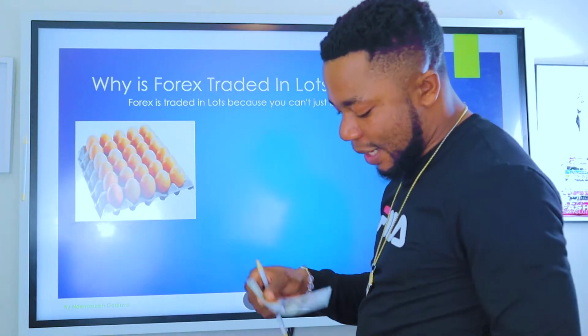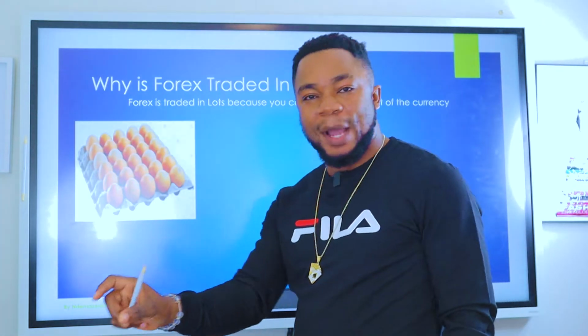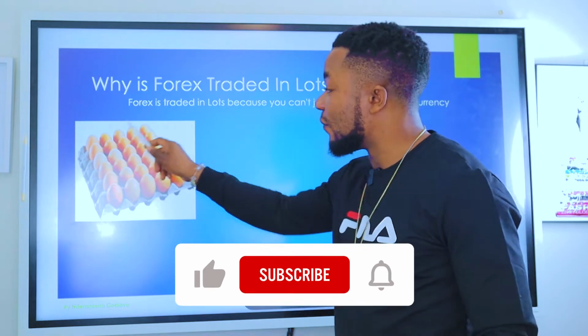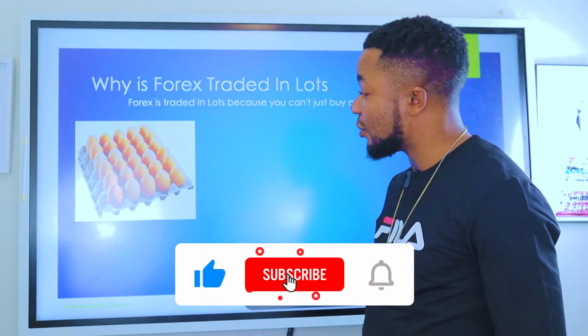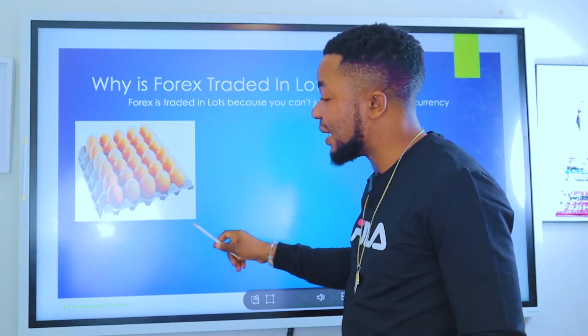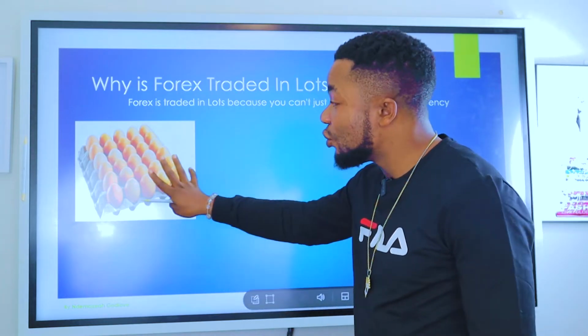Anytime you go to a supermarket and you want to buy eggs, there is no way you're just going to enter the supermarket, take one egg and move out. You will buy the eggs in terms of lots, or in terms of trays. In this case, this lot is 30 units. Let's just call it 30 units of eggs.